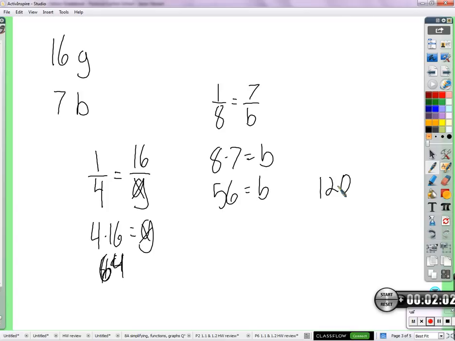Move right here, please, Hunter. So we add the 56 boys to the 64 girls, we get 120 students.